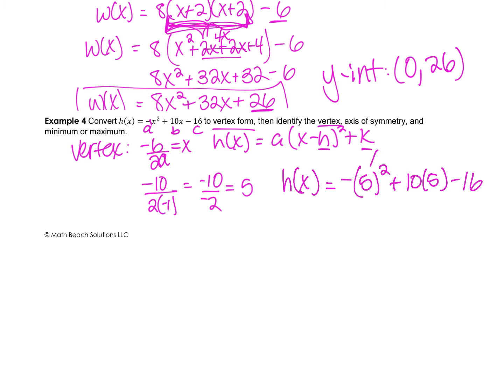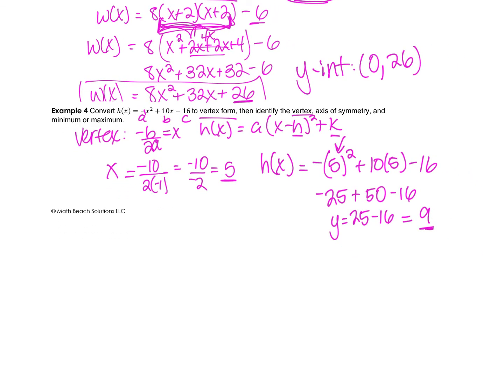A common mistake is putting that negative inside parentheses, and that's not what we're doing because that's really a negative 1 in front. So that's going to be negative 25 because I square 5 and it's 25, but it's negative in front, plus 50 minus 16. So that's 25 minus 16, which would give me 9. So I found the x value right here, it's 5. I found the y value, which is 9. That is your h and k on the vertex form.